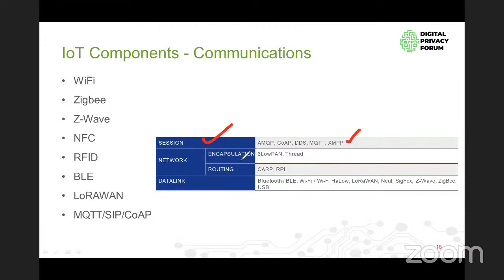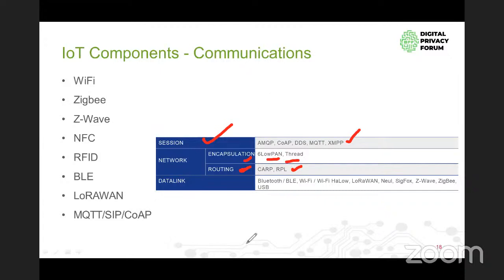And network level, I need to do encapsulation as well as routing. So how do I do routing? If we want to know which device is where and what is that connection point, I need to know routing. So I use something called RPL and CARP. Right? Then I need to encapsulate the data and I want to send it out. So I use 6LoWPAN, right? And Thread. All of these protocols are used.